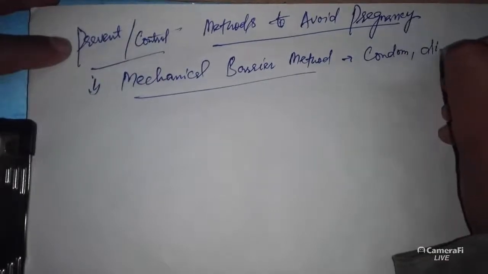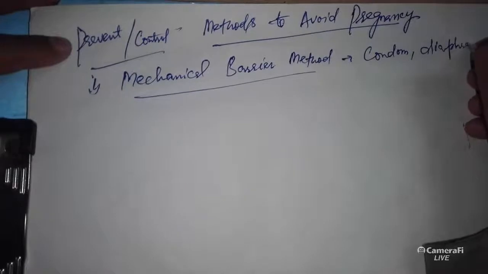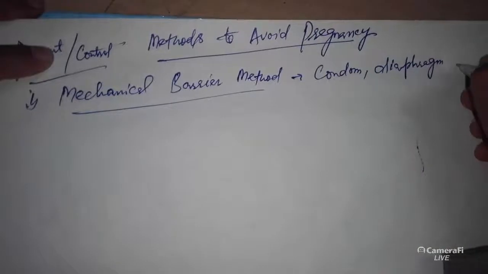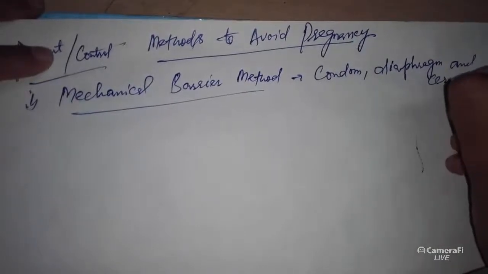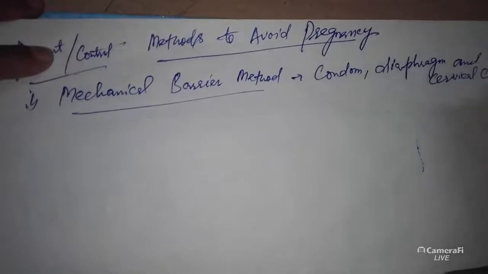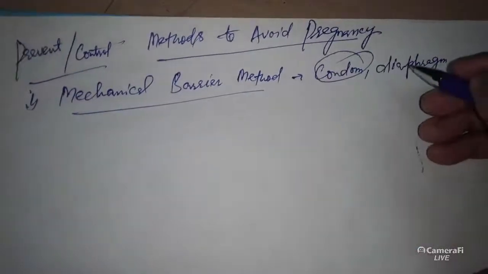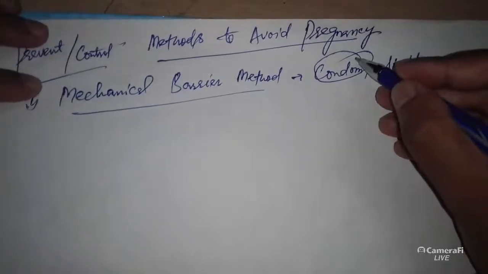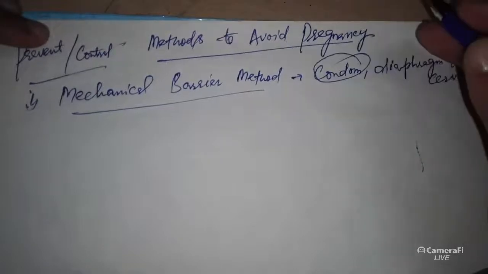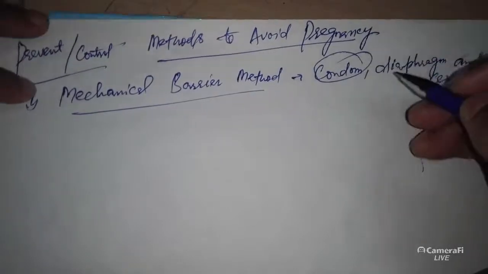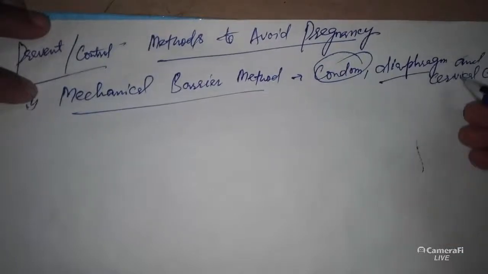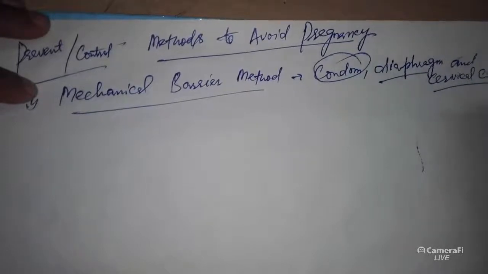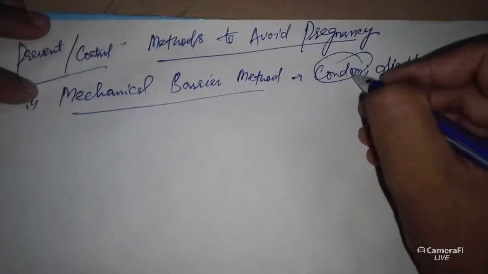diaphragm, and cervical caps. This condom is a plastic, bag-like structure, which does not allow the sperm to move into the female reproductive system. The diaphragm is also such a structure. This diaphragm and cervical cap we see in case of females, but in case of men, this condom is used.